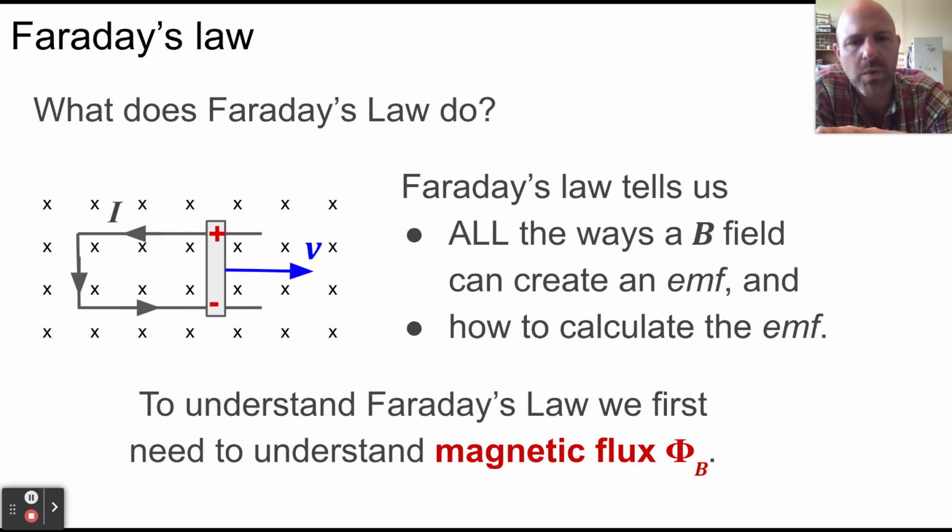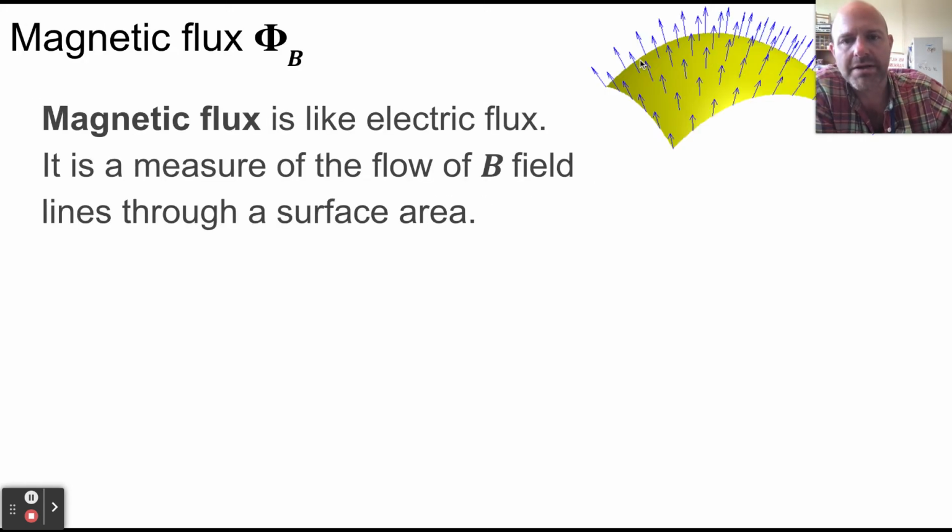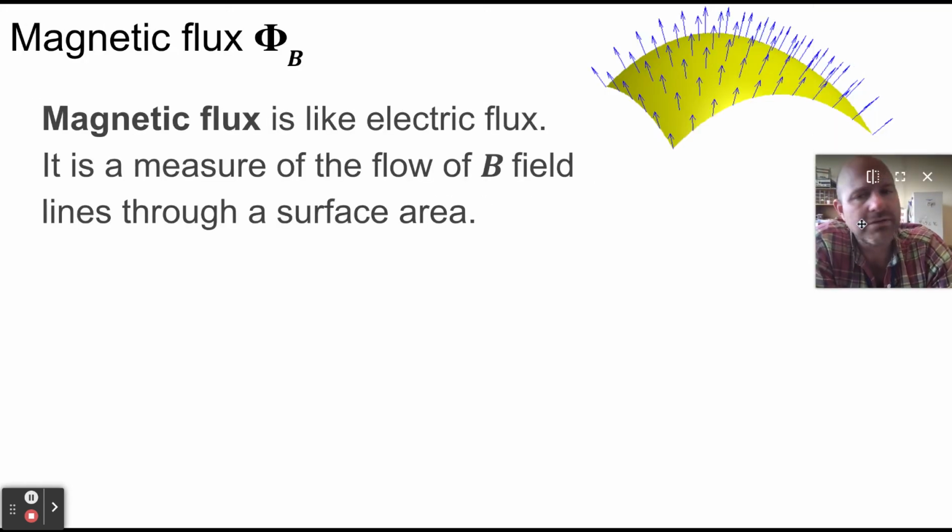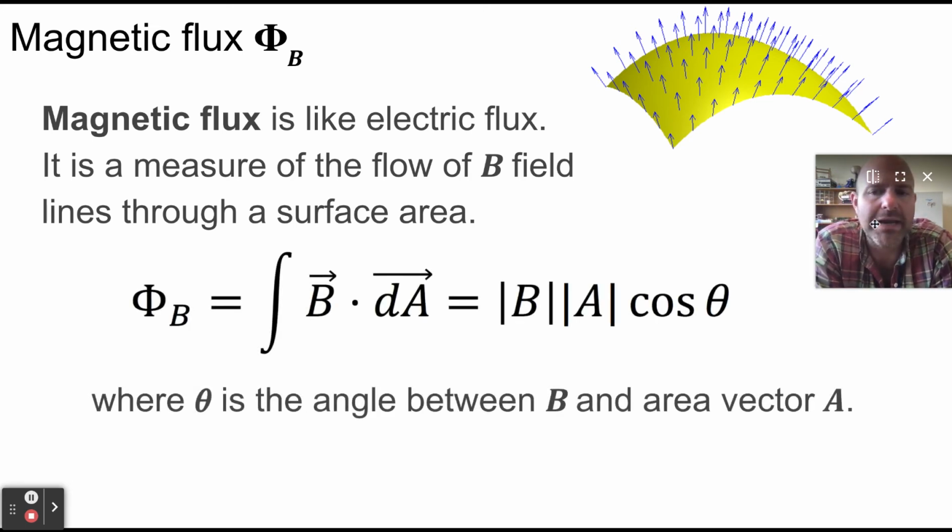Faraday's Law tells us all the different ways that a magnetic field can create an EMF and how to get a number for that. But first we have to define something we call the magnetic flux. We've already talked about flux in general, and in more specifics about the electric flux. Now we're going to talk about the magnetic flux. Magnetic flux, just like electric flux, is how much B field is going through a surface area. Magnetic flux is the integral of B dot dA, or BA cosine theta, where theta is the angle between the area vector, which is always normal to the surface, and the magnetic field direction.